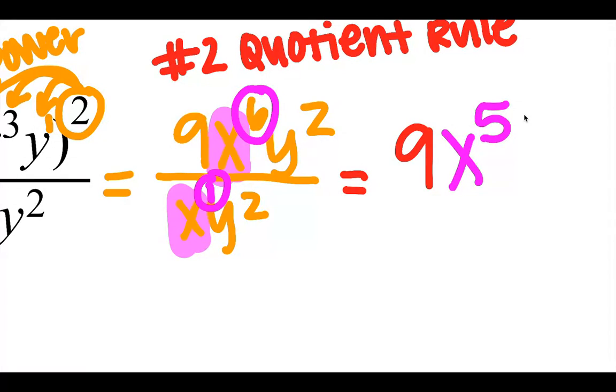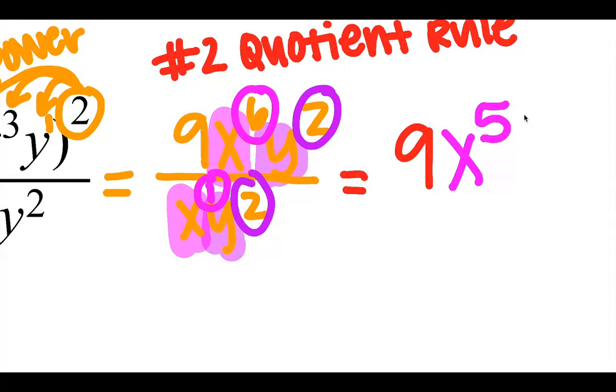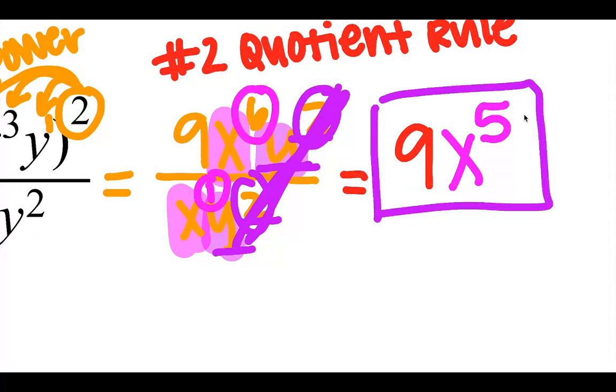Now we can sit there and do like what we've been doing. I've got a y. So y would be the base, and then I've got 2 minus 2. Well, 2 minus 2 is 0. There's no more left. If you have anything on top and bottom that's the exact same, it's got to have the same base and the same power, you can just cancel it out. It's gone. So my answer should be 9x to the 5th power.